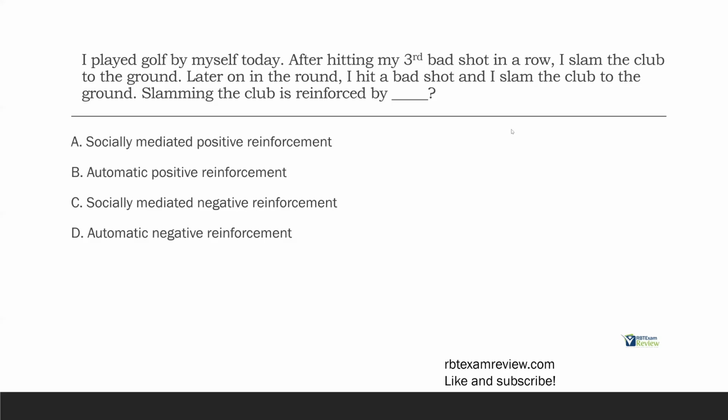So now we want to do the easy part first. Is it positive or negative? Well, the antecedent is the bad shot. The response is slamming the club, and the consequence is we're adding the feeling of hitting the ground with our club, right? So it's going to be positive. So we know it's positive reinforcement.